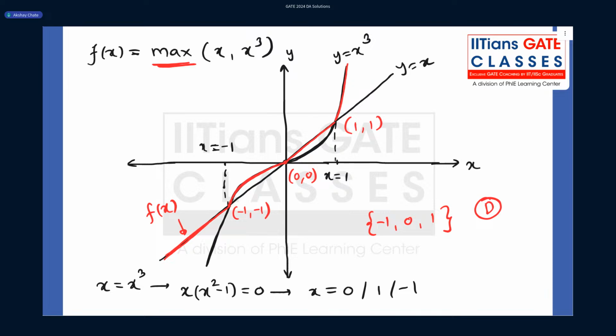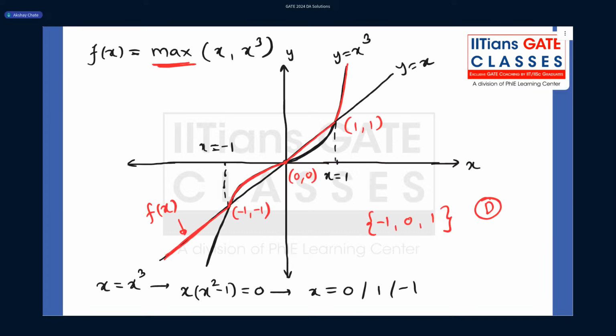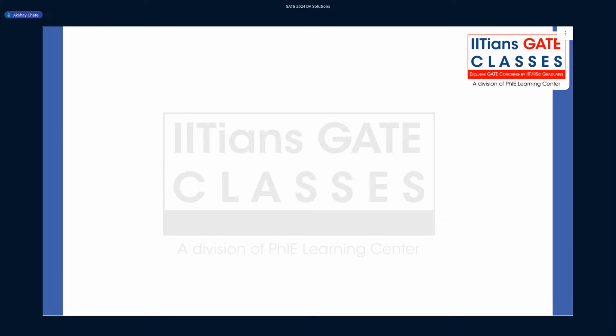So this is how you do it using the graphical method. What if somebody doesn't know the graphical method? That is fine. You can use the classical definition of differentiability. Now you know these two curves intersect at -1, 0 and 1. In between those points, the function is continuous. So you can't say it is not differentiable, because whether it's y equal to x or y equal to x cube, these functions standalone are differentiable. So you have to check only where they are intersecting.